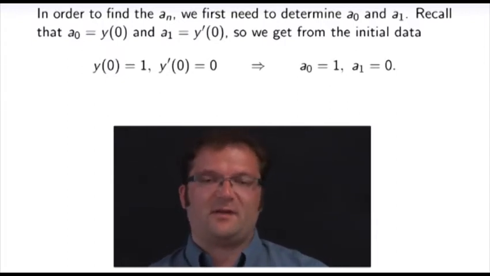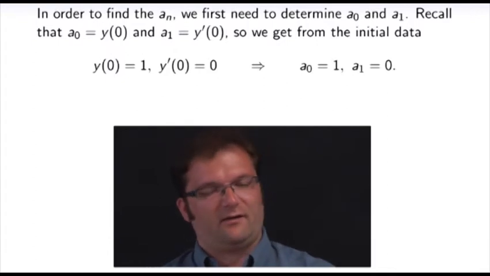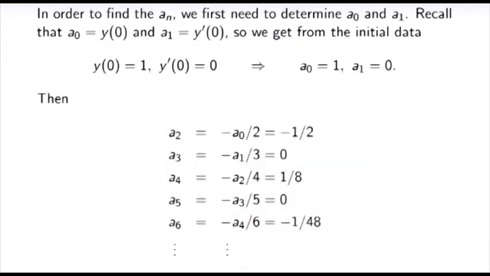And now, step by step, we can compute the values a2, a3, a4, and so on. a2 is minus a0 over 2, so that's just minus 1/2. a3 is minus a1 over 3, this is 0. And so on and so on and so on. And you already see all the coefficients with an odd index turn out to be 0.